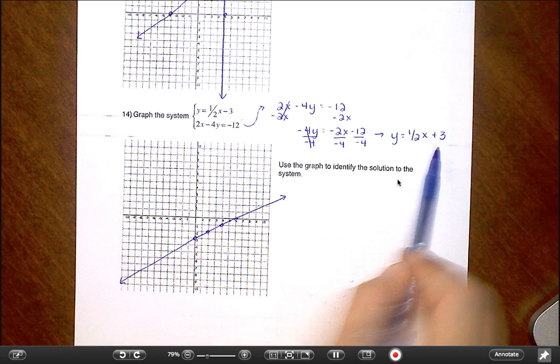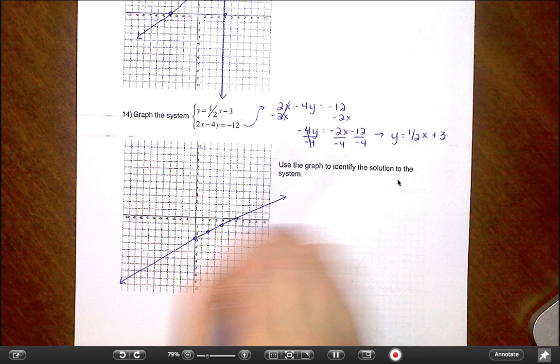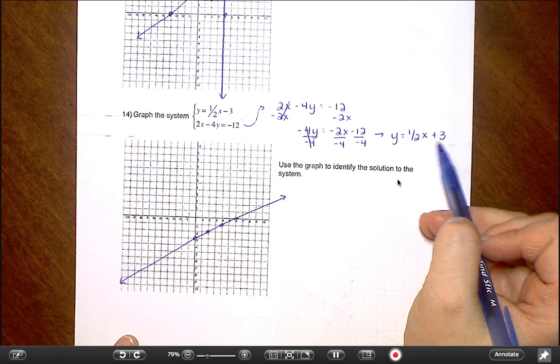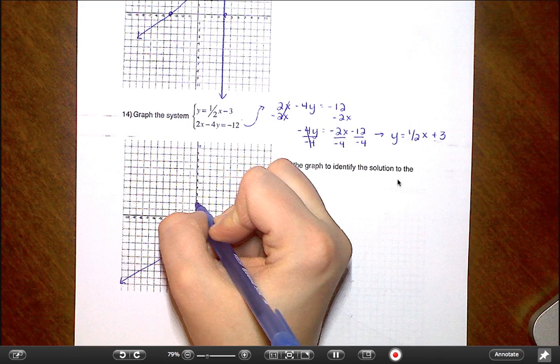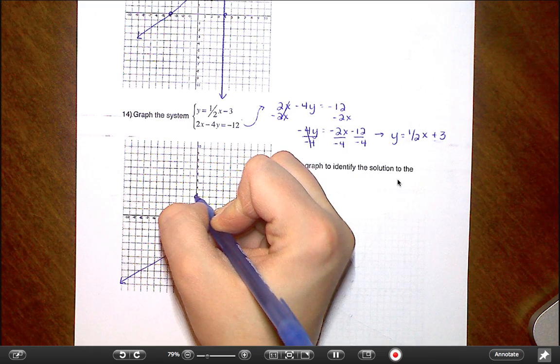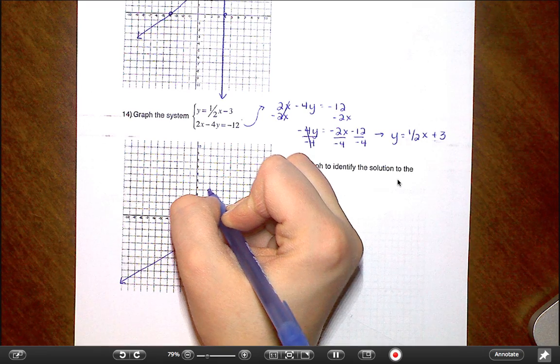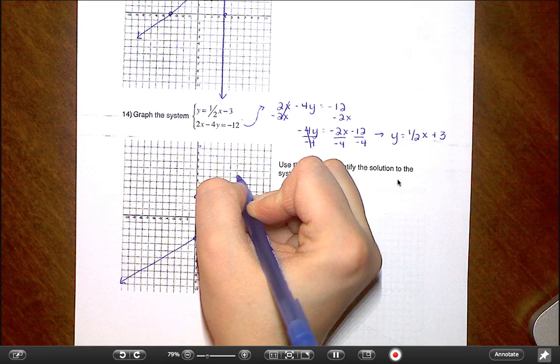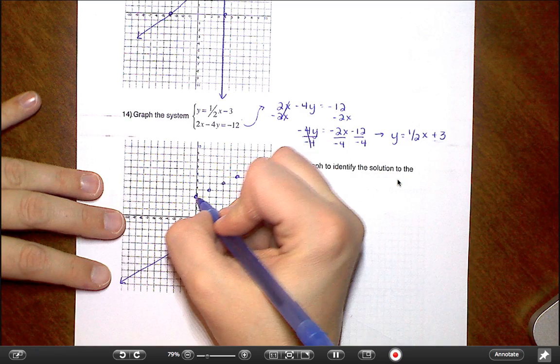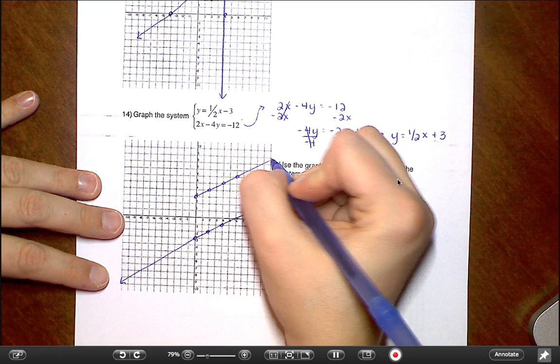Okay, gosh, it looks awfully familiar. Not exactly the same, but let's look at how that would be different. So my y-intercept is at +3. And my slope is 1 over 2, up 1 over 2. Okay. When I go to draw this line in, it looks like this.